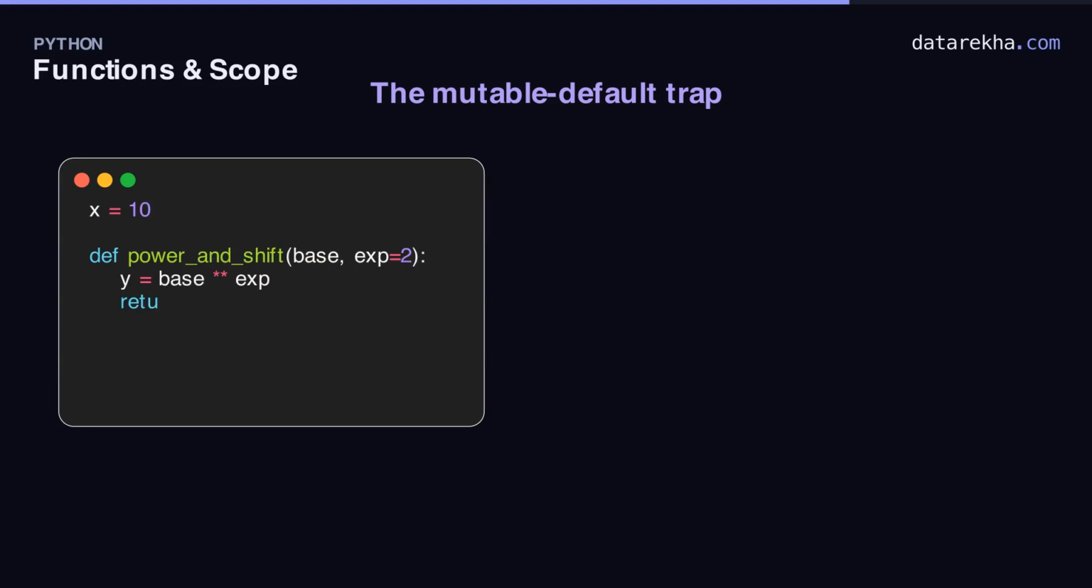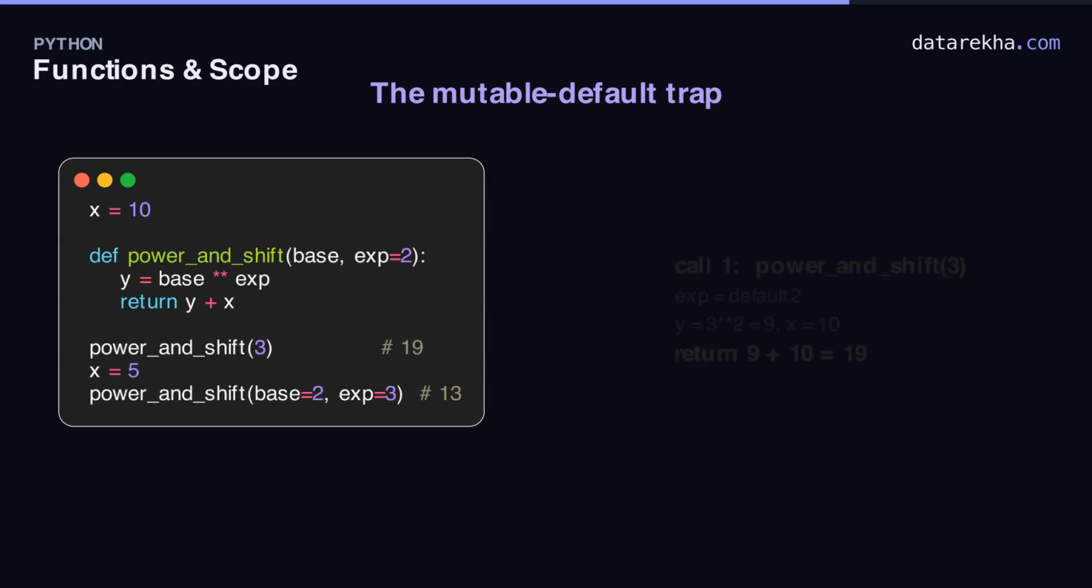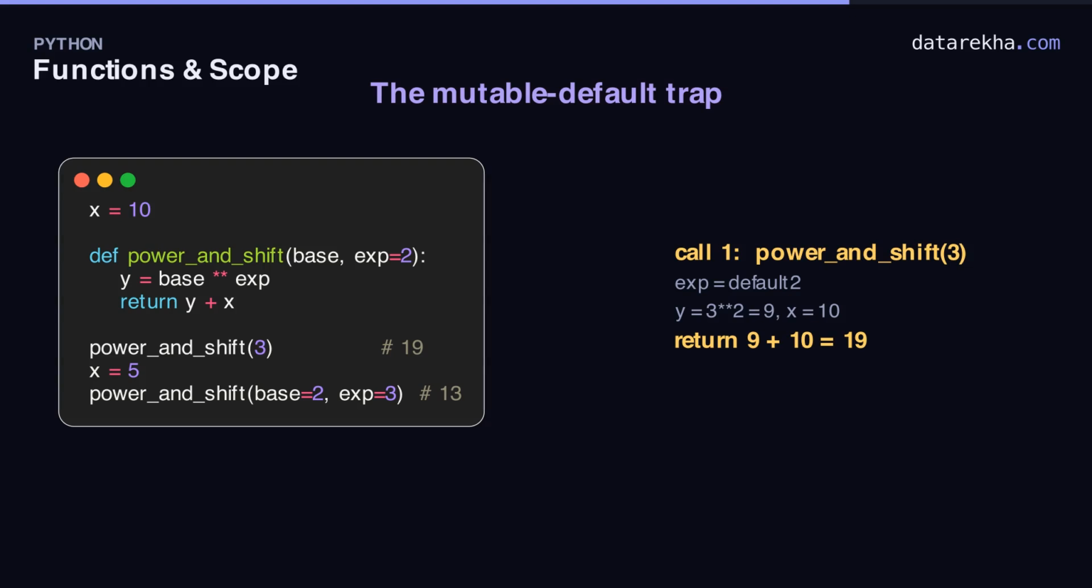Before the trap, one warm-up that ties scope and defaults together. power_and_shift squares base and adds the global x. First call, power_and_shift of 3. exp defaults to 2. So y is 3 squared, 9. x is read from global, 10. Return 9 plus 10, 19. Then we reassign the global x to 5.